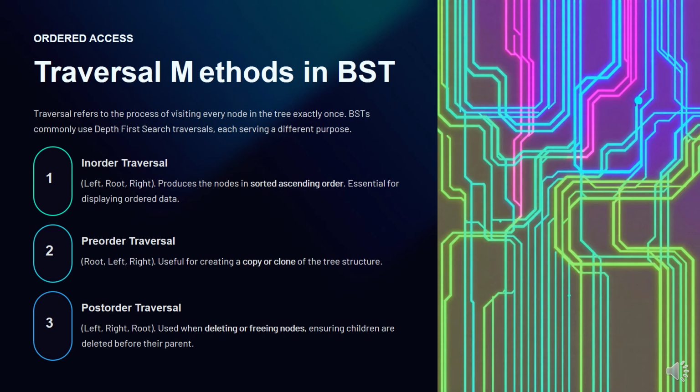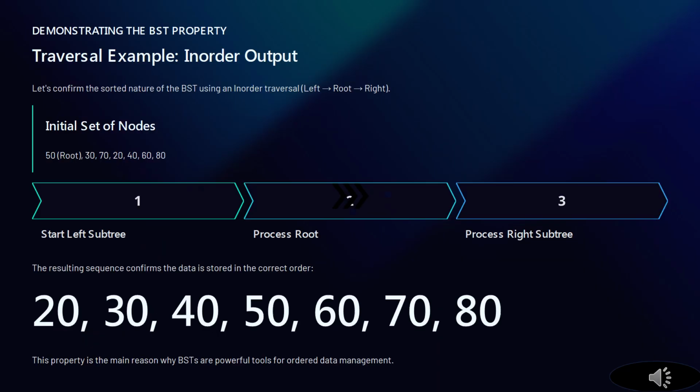Let's look at an example using the same BST. When we perform an inorder traversal on nodes 50, 30, 70, 20, 40, 60, and 80, the output will be 20, 30, 40, 50, 60, 70, 80. This confirms that the BST correctly maintains elements in sorted order, which is one of its most powerful properties.